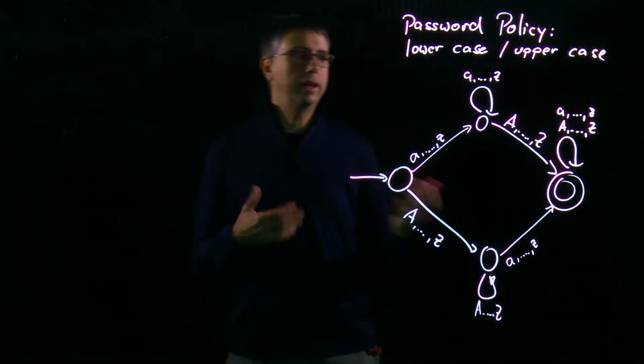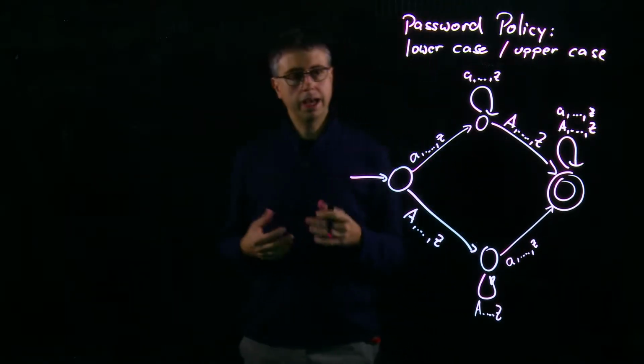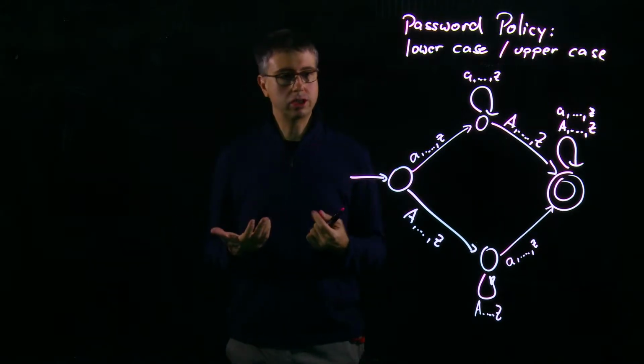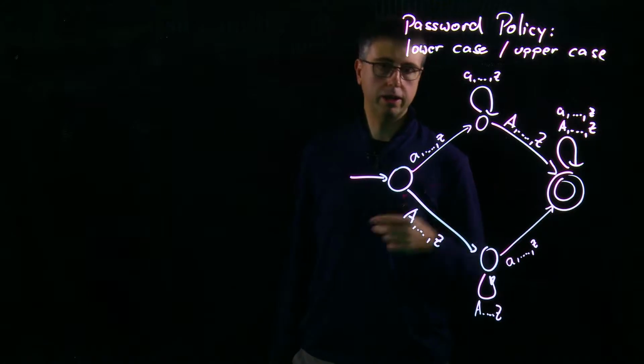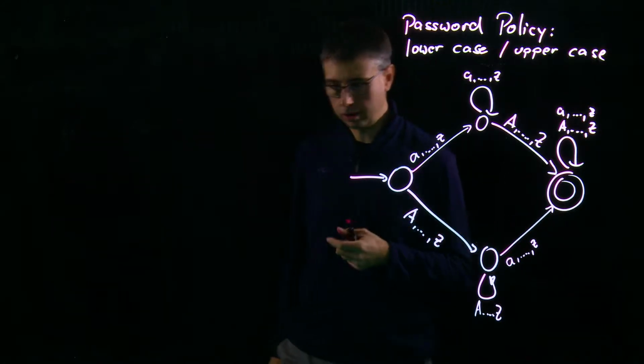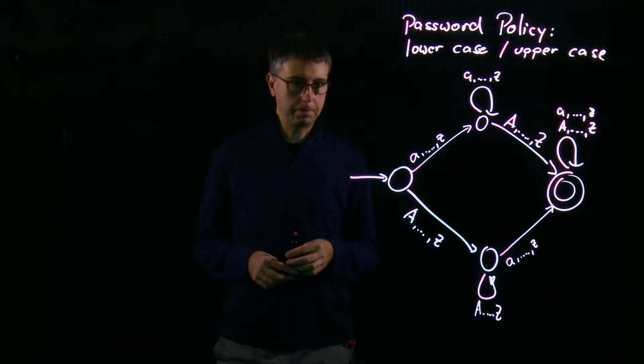Now we have an idea about finite automata. This is a finite automaton, and we'll now give a formal definition of what actually is a finite automaton. And this is a special kind of finite automaton. It's called a deterministic finite automaton, and that's the automaton model we start with.